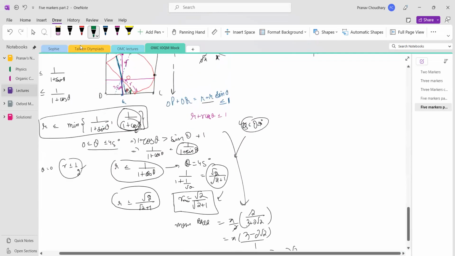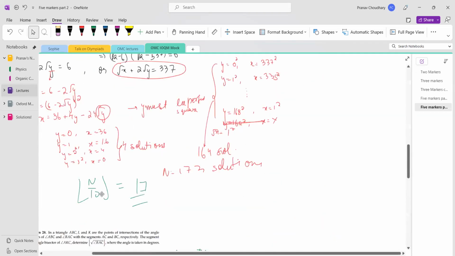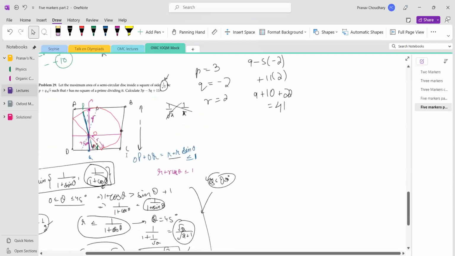Okay, so that was it for the problem. Finally, the last problem of the mock, problem 30.